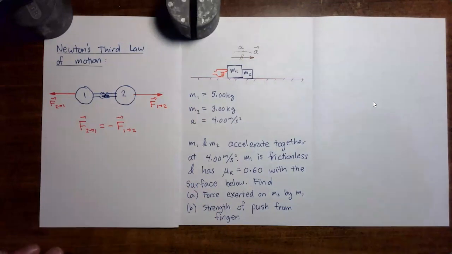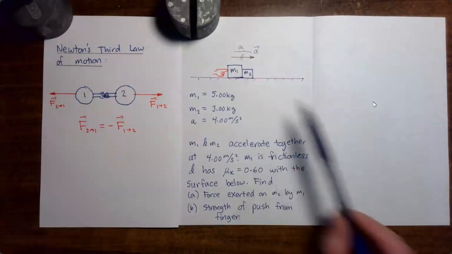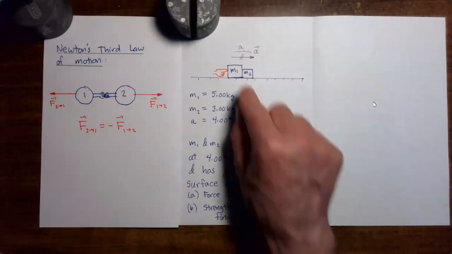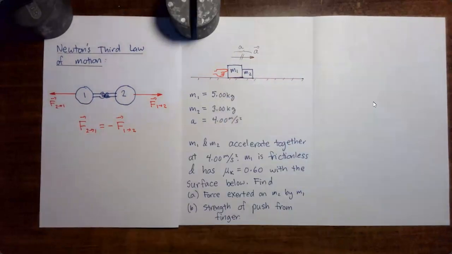So now we're going to do an example problem which involves two objects interacting with each other. And in this example problem, we're going to be applying Newton's second law of motion to each of the objects, but we're also going to be applying Newton's third law of motion to understand how the objects interact with each other. So here's the problem we're going to look at.